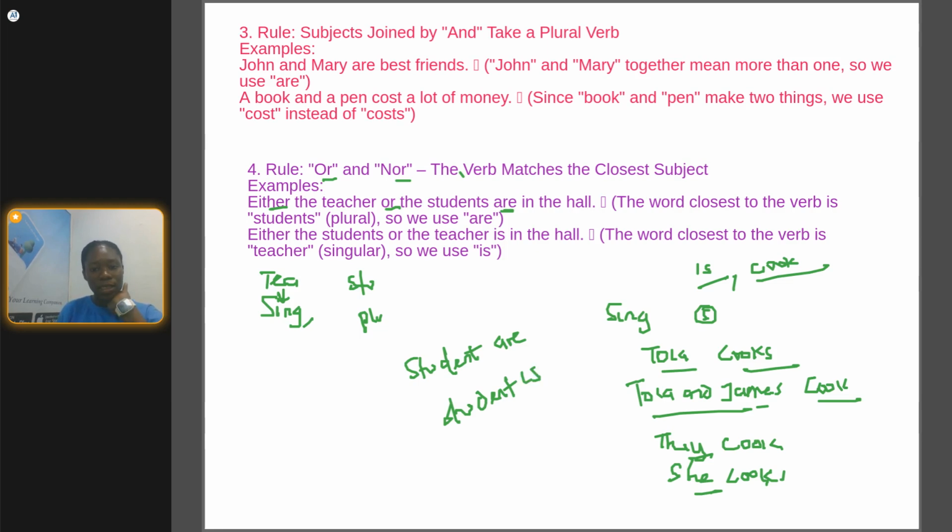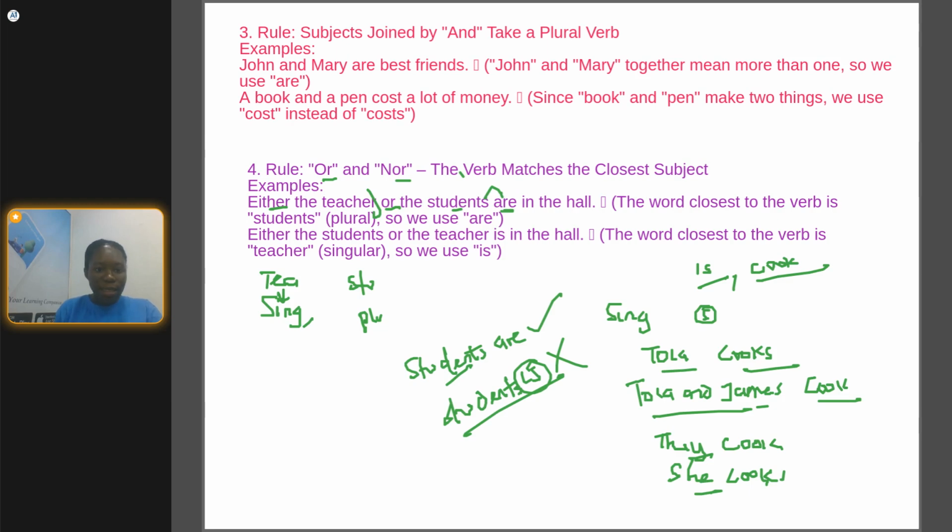I hope you get that explanation. Please drop a thumbs up if you're following. Thank you. You don't say students is, because this is plural. Students are. The students here is plural, so you cannot say is. This is wrong. So the students here is plural, then the are here should be plural. And we are using are because the students as a subject is the closest to the verb, not the teacher. So it means you are basically ignoring the teacher.